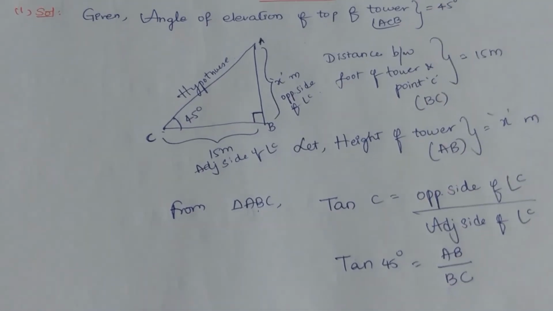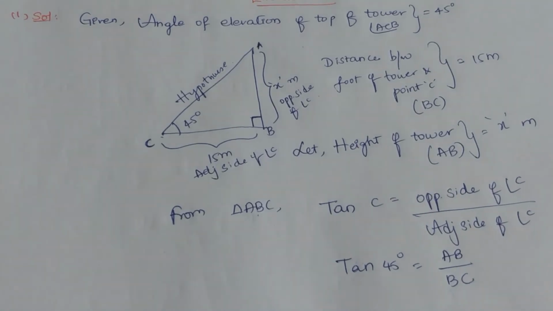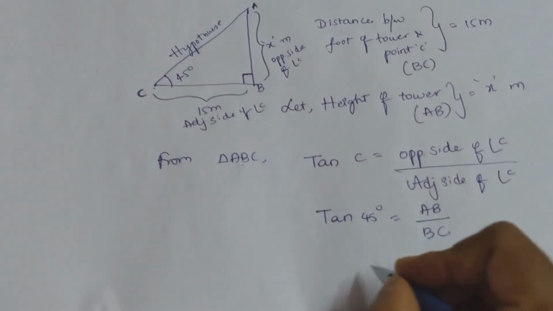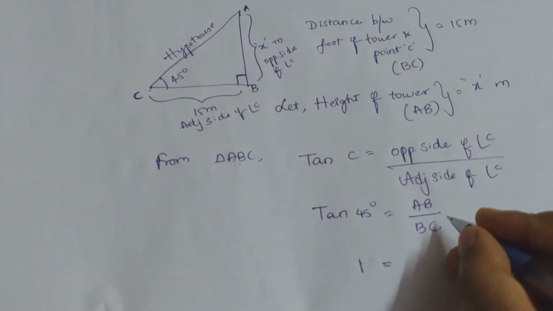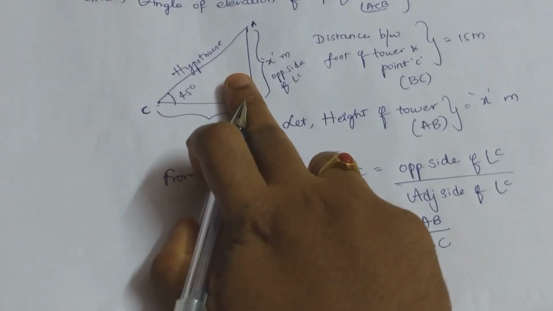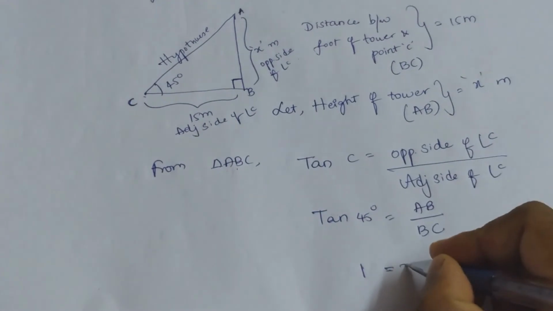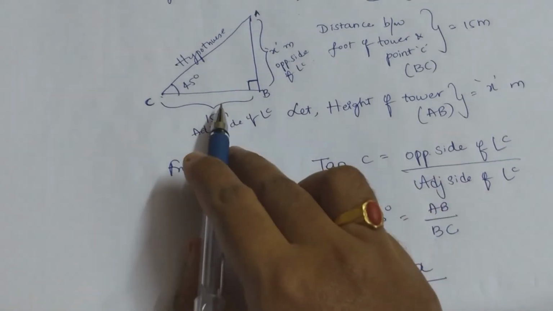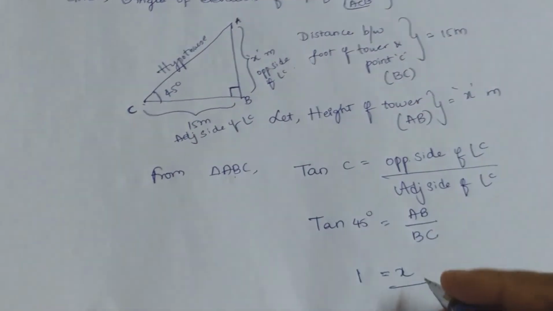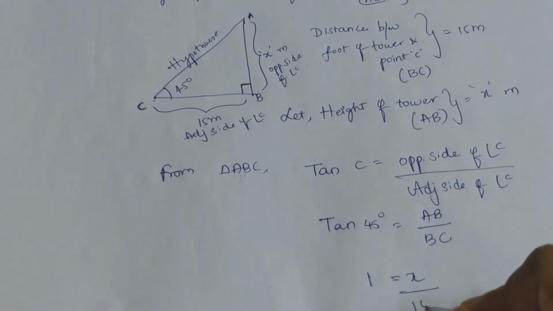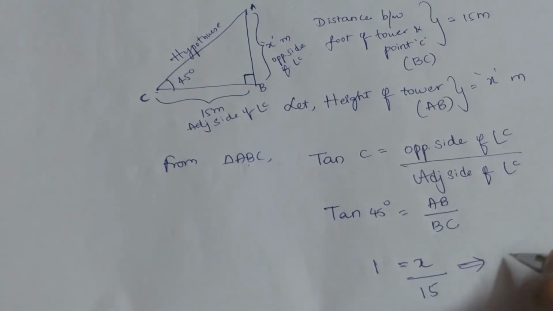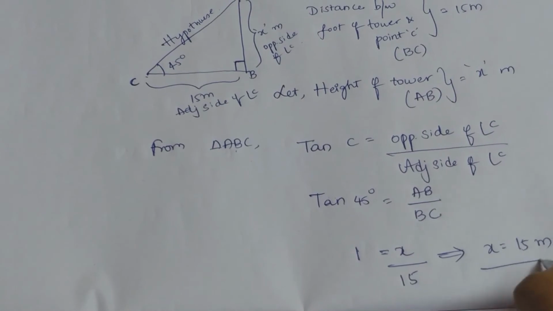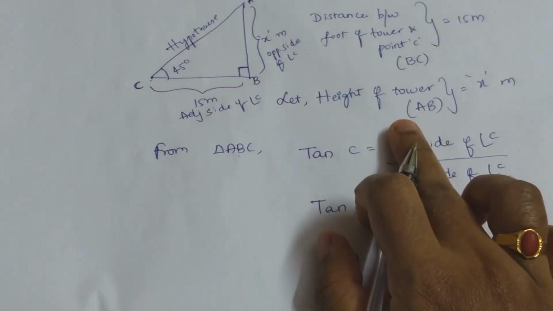I just substituted the information given in the question. So what is the tan 45 value? It's nothing but 1. So 1 equals, what is AB? AB we don't know, that's why we have assumed it as x meters. So put x by, what is BC here? BC value is nothing but 15 meters, the distance between the foot of the tower and the point. So from this it's easy to find the value of x. So x equals 15 meters. What is x here? x is nothing but the height of the tower.